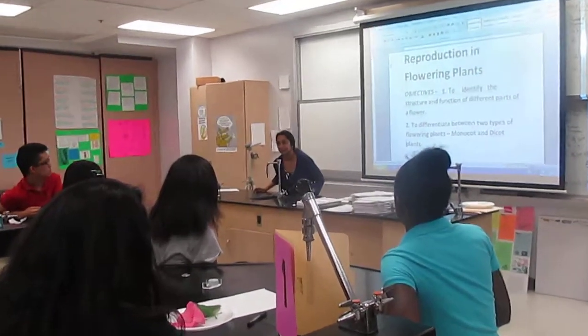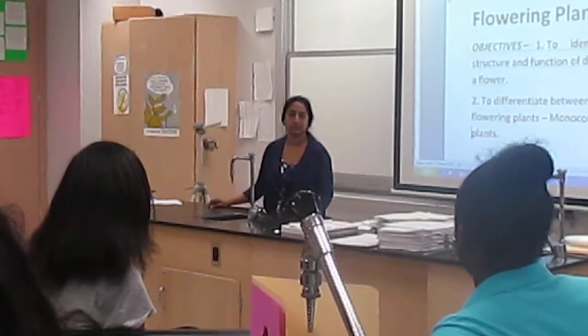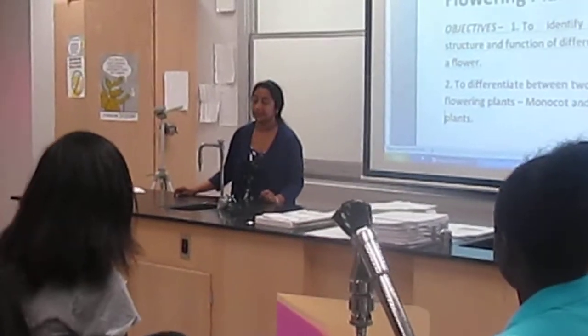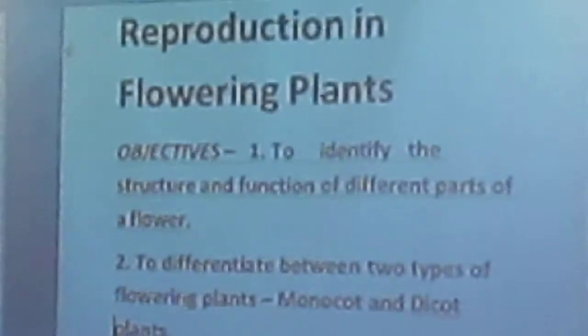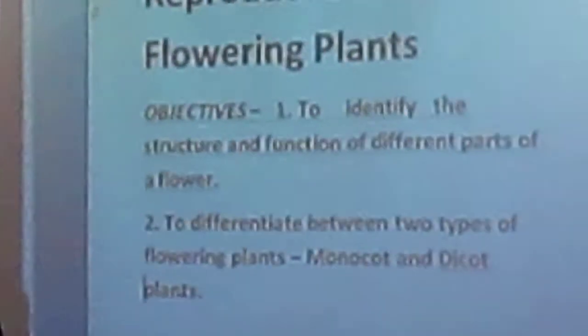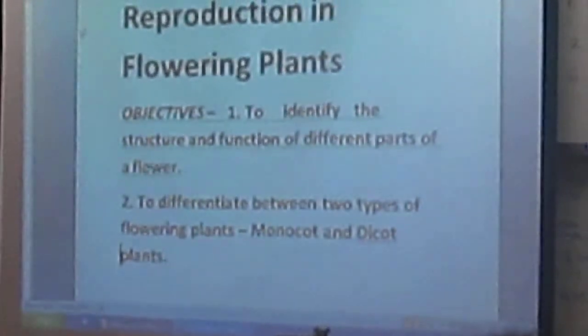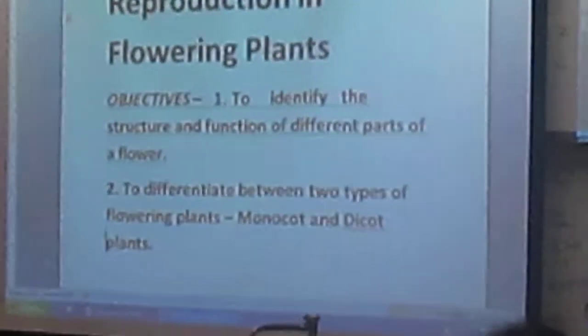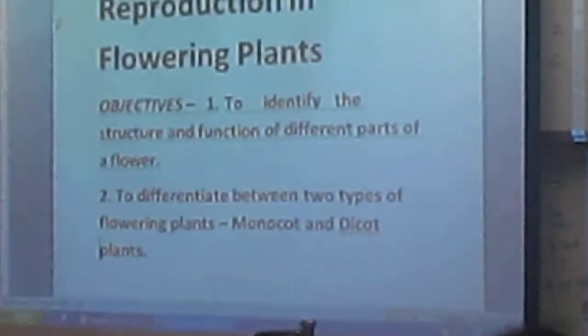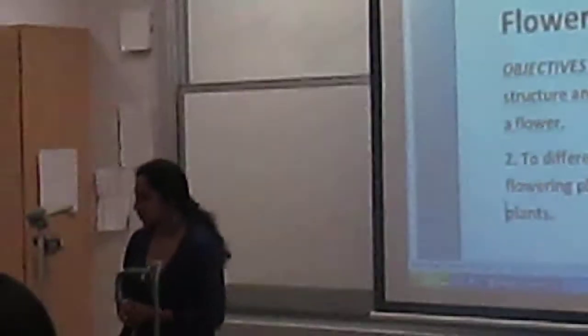Reproduction in flowering plants, and the two objectives we're going to learn today: to identify the structure and function of different parts of a flower, and to differentiate between two types of flowering plants, monocot and dicot. Okay? So let's just do a quick review of what we did in the last class.